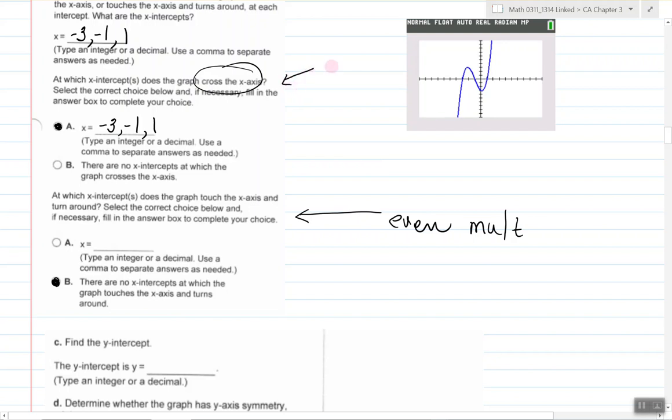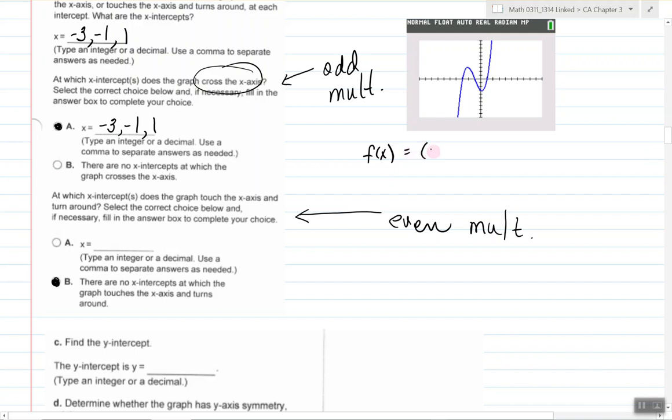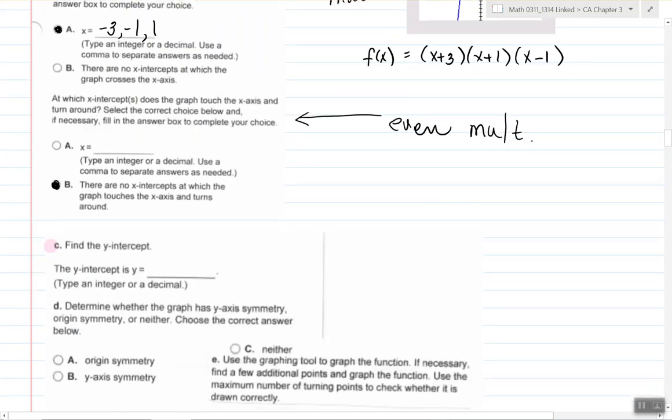This is what happens with odd multiplicity. You couldn't really see this because we didn't look at it in factored form. If we had, we would have had f of x is x plus 3 times x plus 1 times x minus 1. I just created this by changing them from 0 format to factored format, which did change their signs. Each one of these has multiplicity 1, so they all cross through. Okay, going on.